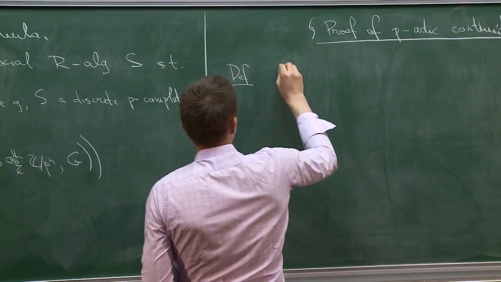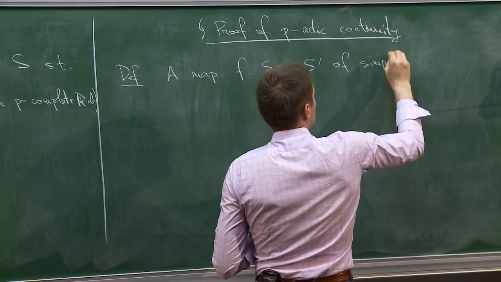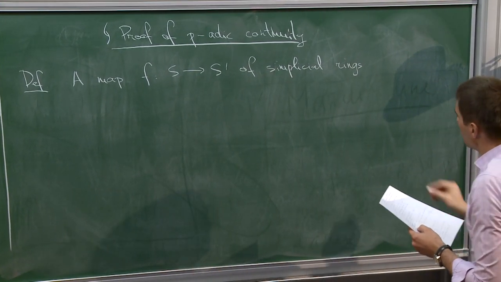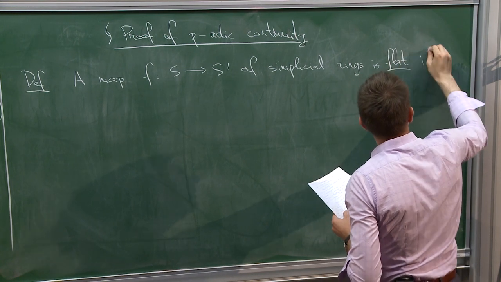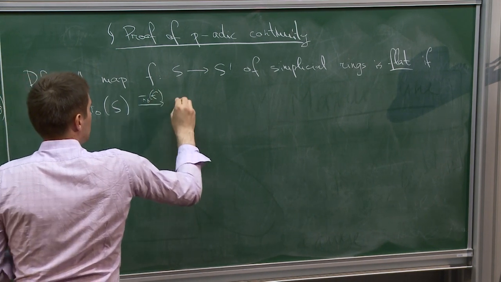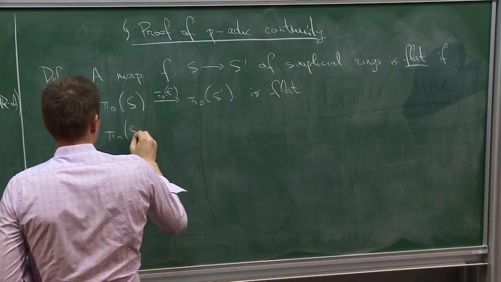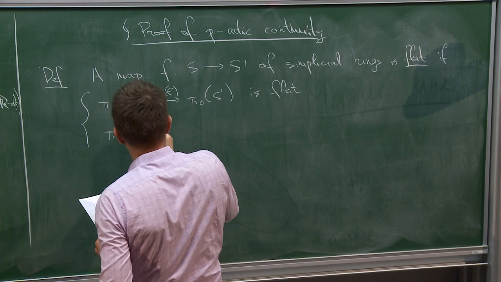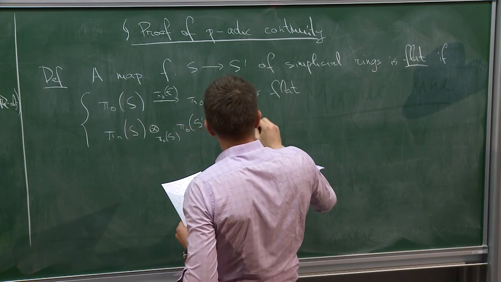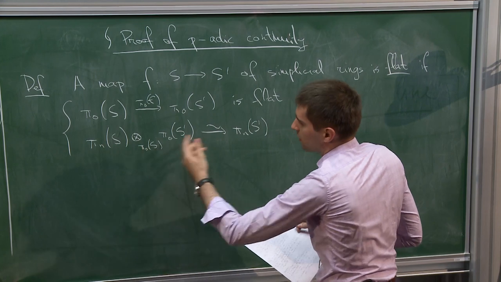So first one defines the FPPF site. A map F of simplicial rings, so these are just simplicial objects in the category of rings, say. I mean, one can think of them like that just for simplicity. It is flat if the following two conditions are met. If the map on zero homotopy groups is flat, and on higher homotopy, which are modules over the homotopy in degree zero, the natural base change map is an isomorphism. So the n-th homotopy group of S prime is just a base change of the n-th homotopy group of S along the map on pi zero.